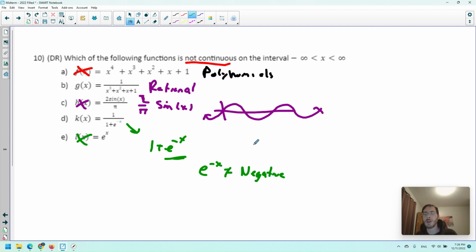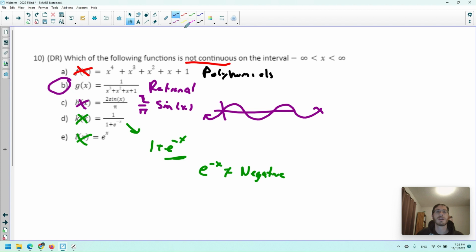So if you remember from all of your exponentials, you would know that this would approach asymptotically towards 0. We would never actually get to 0 or a negative number. So this denominator is never going to give us 0. So we'll never actually break that function. So it turns out the only one that could break is going to be b.